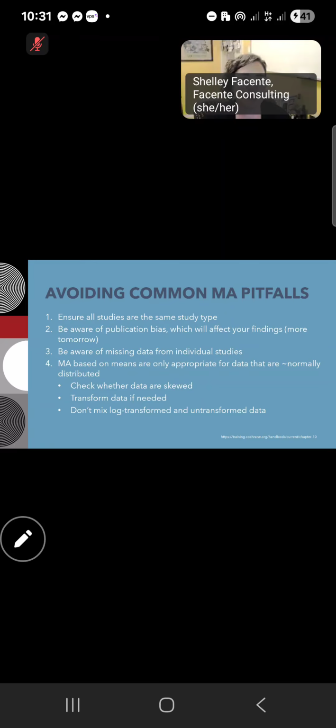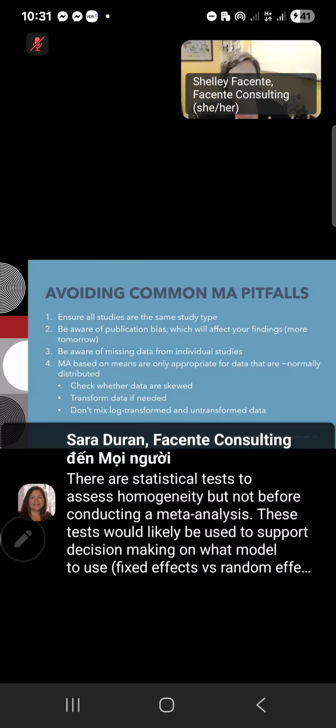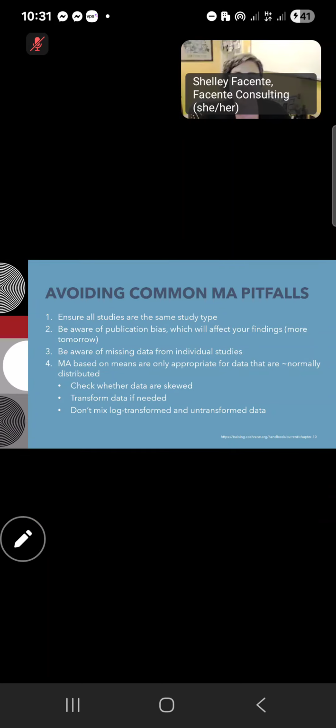The other thing is that if you're doing a meta-analysis that's based on means, it's only appropriate to do that for data that are more or less normally distributed. And again, if you're not a statistician and this doesn't mean much to you, then that's okay, but you should do this with someone who knows what this means. So you want to look, are the data skewed? Do I need to transform the data? Are some people providing odds ratios and some are giving you log odds? Make sure that what you're combining makes sense, and do whatever kind of data transformation or data cleaning you can before you include things in a meta-analysis.